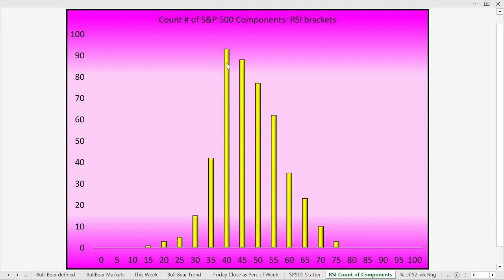So, for example, we have here 93 stocks in the S&P 500 that have an RSI between 40 to 45. We have around 88 stocks with an RSI reading between 45 to 50. In fact, the vast majority of the stocks in the S&P 500 have a relative strength index of between 40 to 60. It's right in the middle of the range.